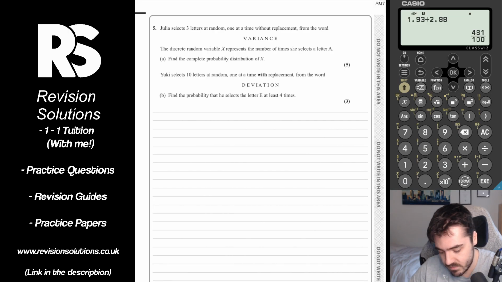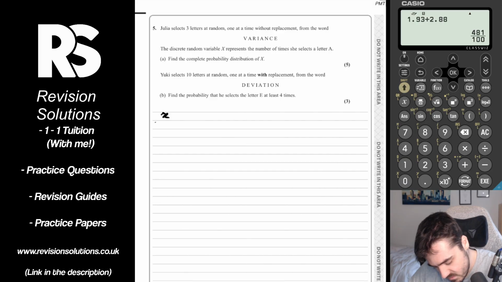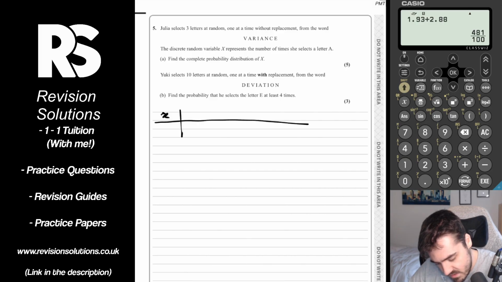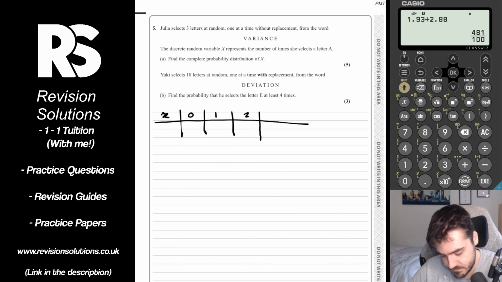So first, let's write out what the possible values are. Let's say little x for the individual values of our random variable big X. So there is a chance she could have 0 A's selected. She could pick, for example, V, R, and I, and then she would have 0. Then there's a chance she could pick 1. There's a chance she could pick 2. But she can't pick 3. There aren't enough. So it could be 0, 1, or 2.